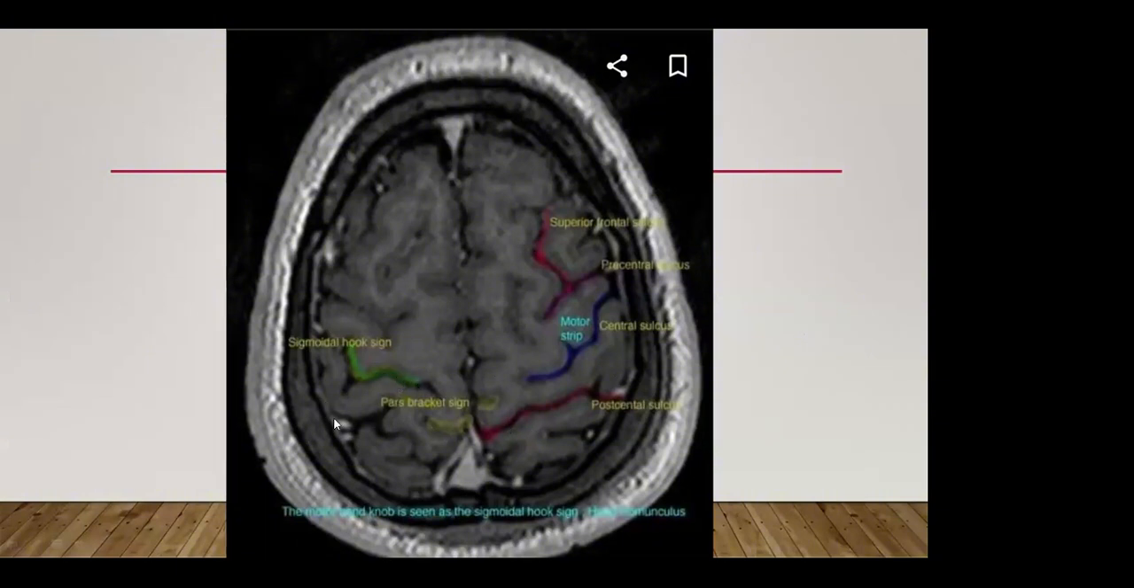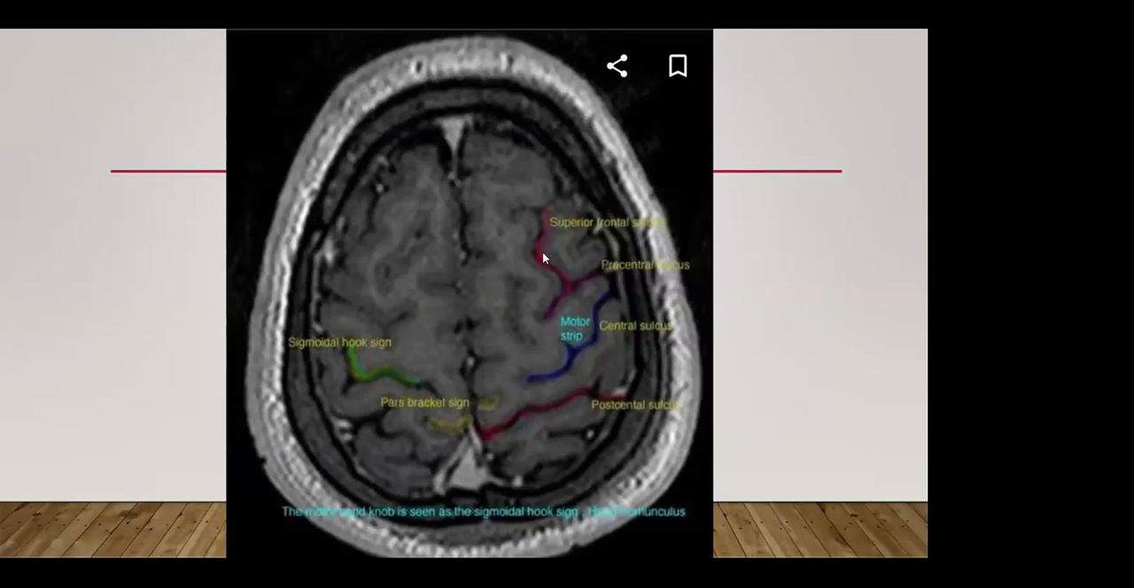Here we can appreciate that the sulcus lying posterior to the central sulcus is obviously the post-central sulcus, and the gyrus lying posterior is the sensory cortex, or the post-central gyrus. The gyrus lying anterior to the hook sign is the motor strip, which is the precentral gyrus.